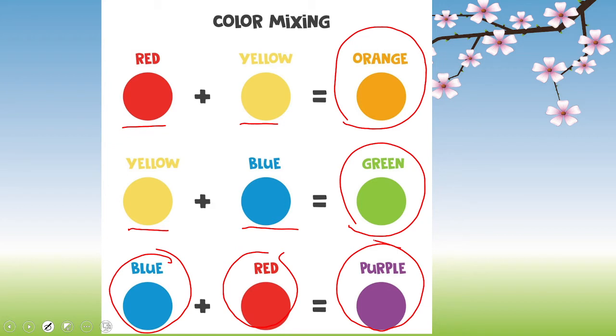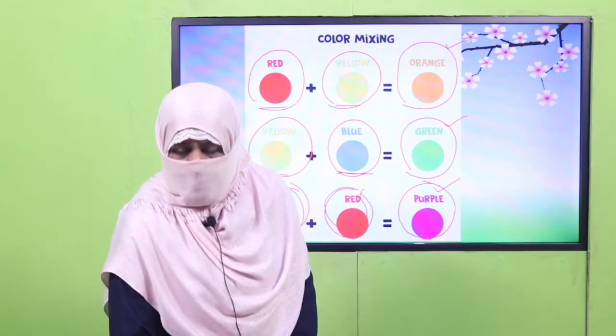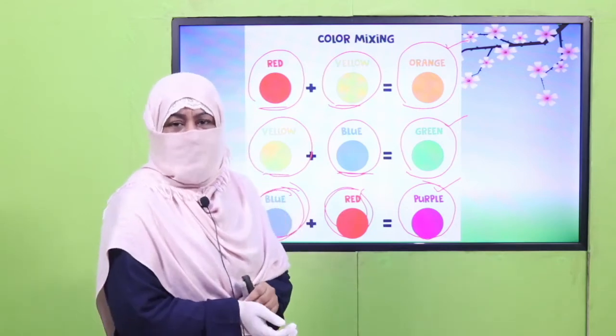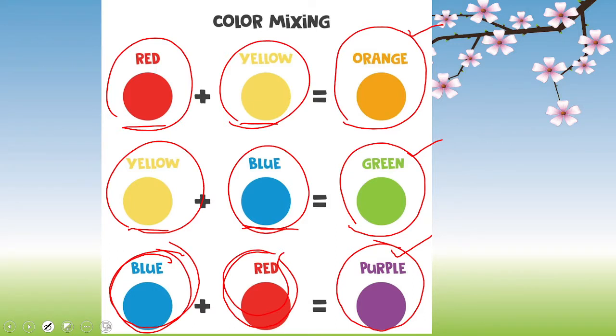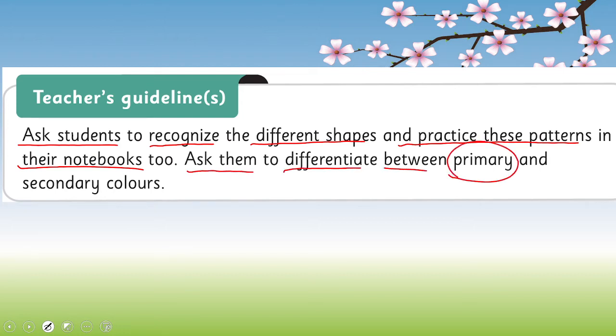Now, these basic colors, red, yellow, make a secondary color, orange. Yellow and blue makes green. And blue and red makes purple. If you like playing with color, you can keep mixing and get further colors from it. Okay, but I suggest don't do it without supervision. All right. So in this way, we learned about colors. Now teachers kindly ask students to recognize different shapes and practice the patterns in their notebooks too. Ask them to differentiate between primary and secondary colors as we practiced it.